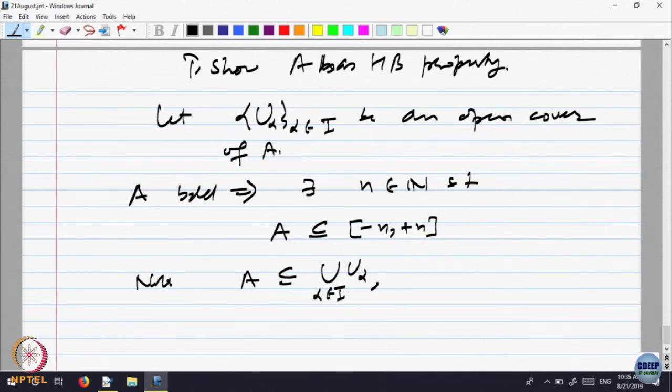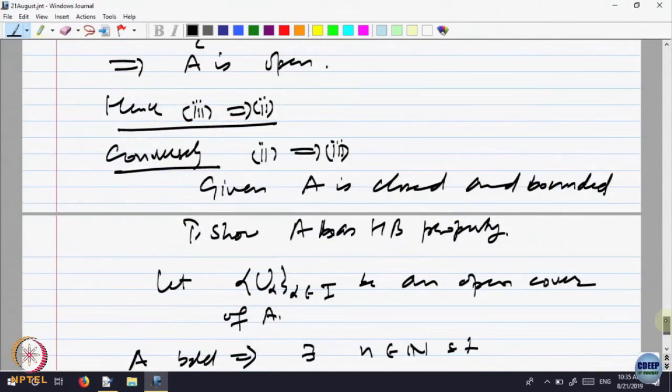A is already covered, okay? So, what is outside A? That is not covered, right? What is outside is A complement. What can you say about A complement? It is open. So, what is not covered by the U alphas is covered by A complement, which is open. So, covering of A and A complement will give me a covering of everything, in particular of minus n to plus n. Okay? So, that is the idea.